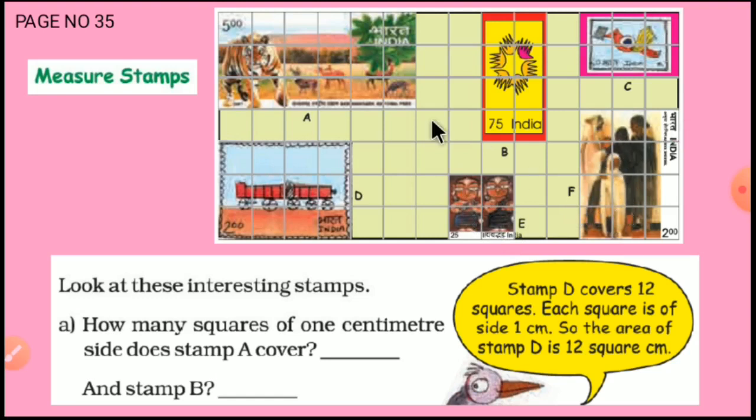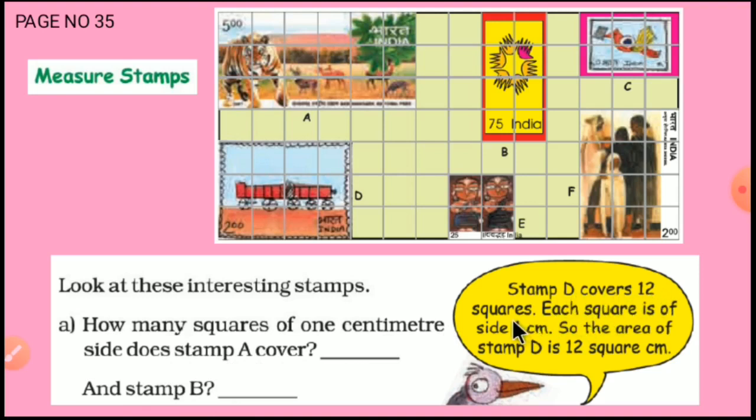So here we can say this A is the biggest stamp. Why? Because it requires 18 squares, as well as stamp D and stamp F both require 12 squares. Okay, that is what we conclude from this picture. Now let's go further. Look at these interesting stamps. How many squares of 1 centimeter side does stamp A cover and stamp B? That is our question. Before that, let's see this one.